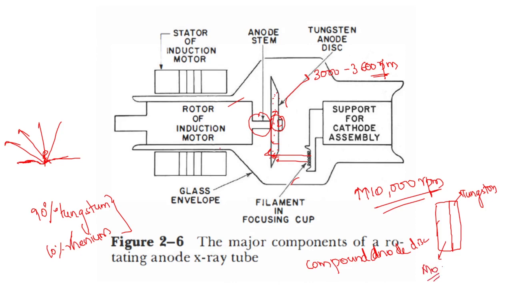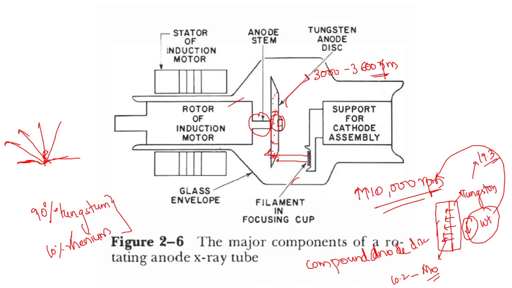Molybdenum has a specific gravity of 10.2, whereas tungsten has a specific gravity of 19.3. So this compound anode disk will decrease the weight, and it will prevent the heat from dissipating into the molybdenum. At the same time, because of the decreased weight, the anode can achieve higher velocity. As a result, this will increase the shelf life of the anode.